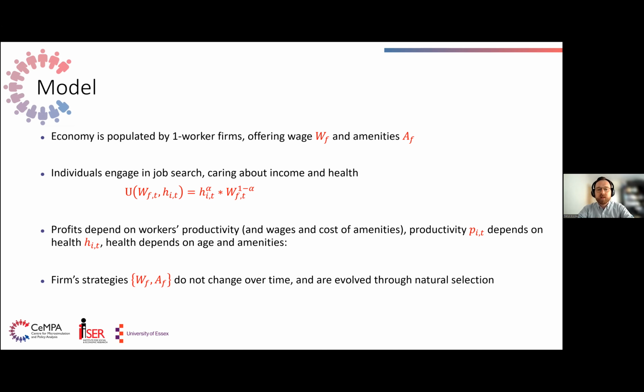So each firm provides a level of wages and amenities, and these are assigned at the beginning when a firm is created, and they do not change over time. However, we do study strategies of firms that are allowed to evolve over time, and we model this evolution through natural selection. How this happens is that we clone firms that enter the model, and in this parametrization we clone 90% of firms, and we select firms that are used as the original firm for the clone proportionally to the profits that they achieve in the market. So what this implies is that more profitable firms are more likely to be cloned, and the population of firms in the model evolves and adjusts through this natural selection.